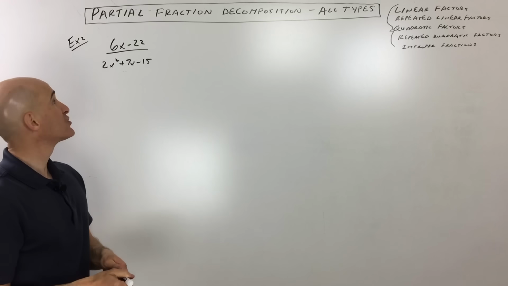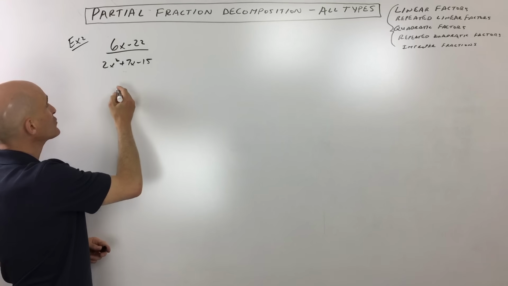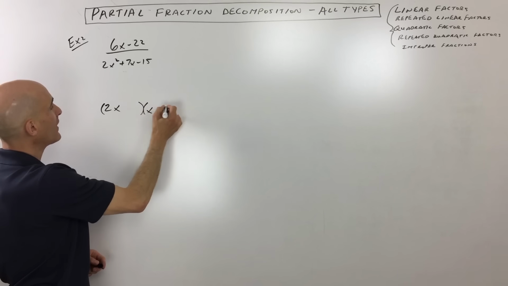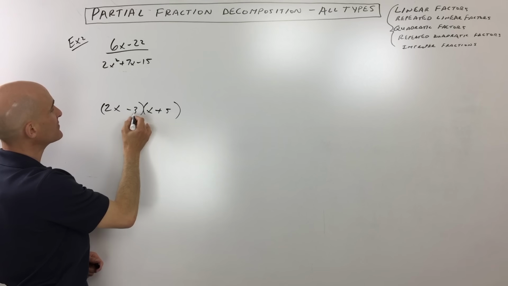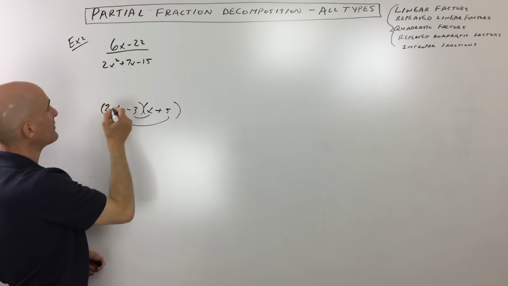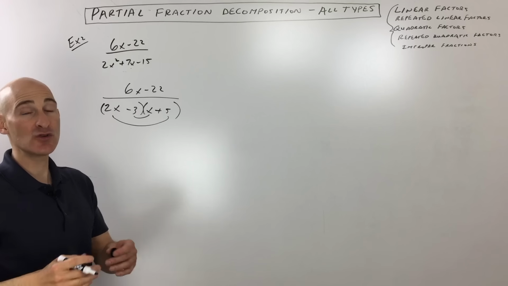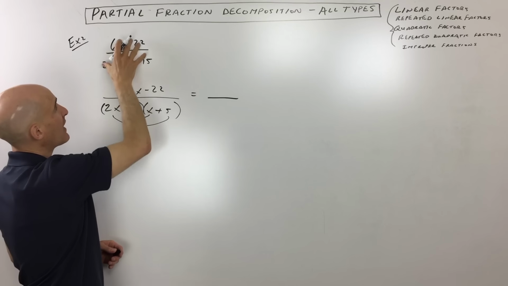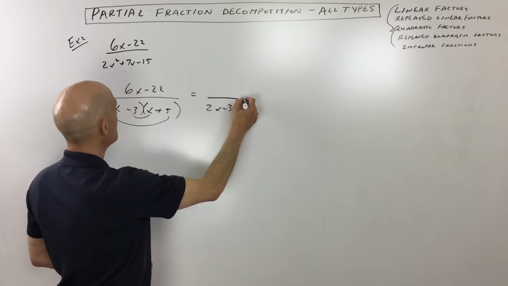Okay, example number 2. Again, the first step is you want to factor this denominator. So if we do that, we get 2x and 1x, and we get positive 5 and negative 3. So that gives us negative 3x plus 10x, which is 7x, right? Okay, and the numerator is 6x minus 22. Now, what we want to do is figure out what were those original fractions before we combined them and got this one fraction, right? So we're trying to do the partial fraction decomposition.